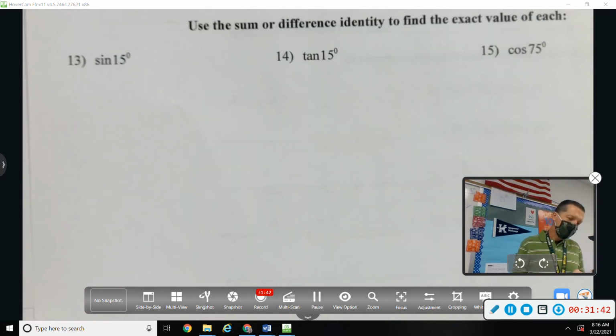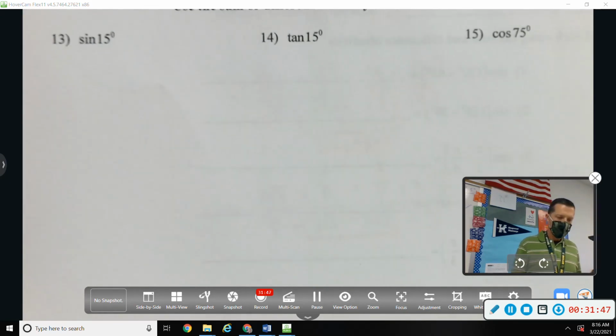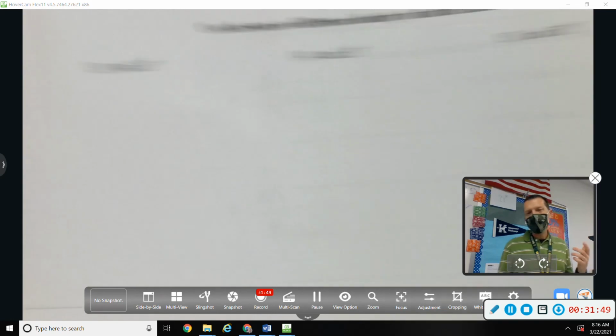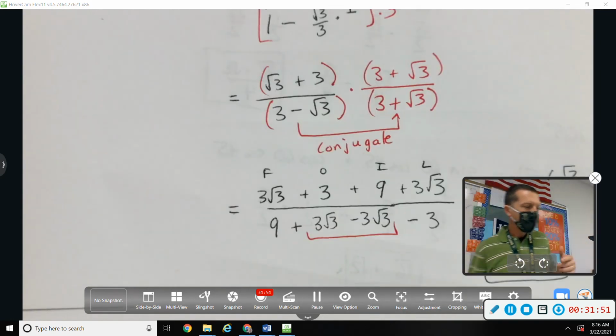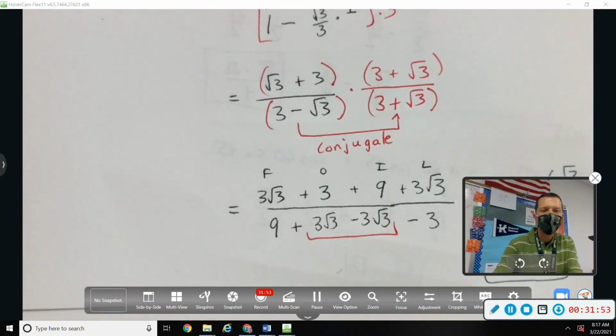And then 13 through 18 are very similar to the ones we just did. All right, so give those a try. I'll post some answers in Schoology later. And then tomorrow we'll do something similar but with pictures.